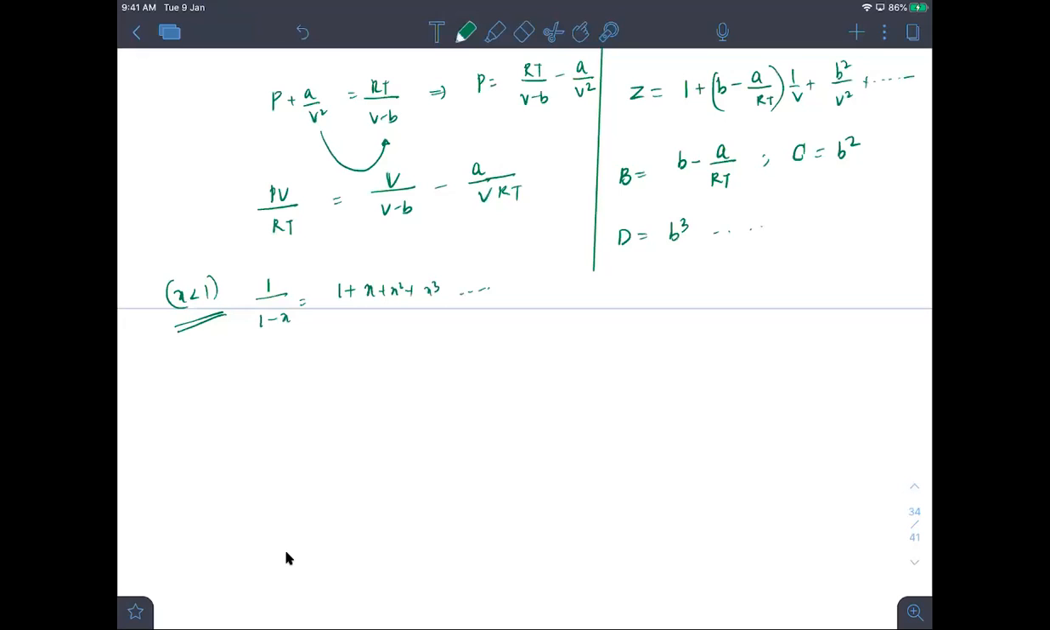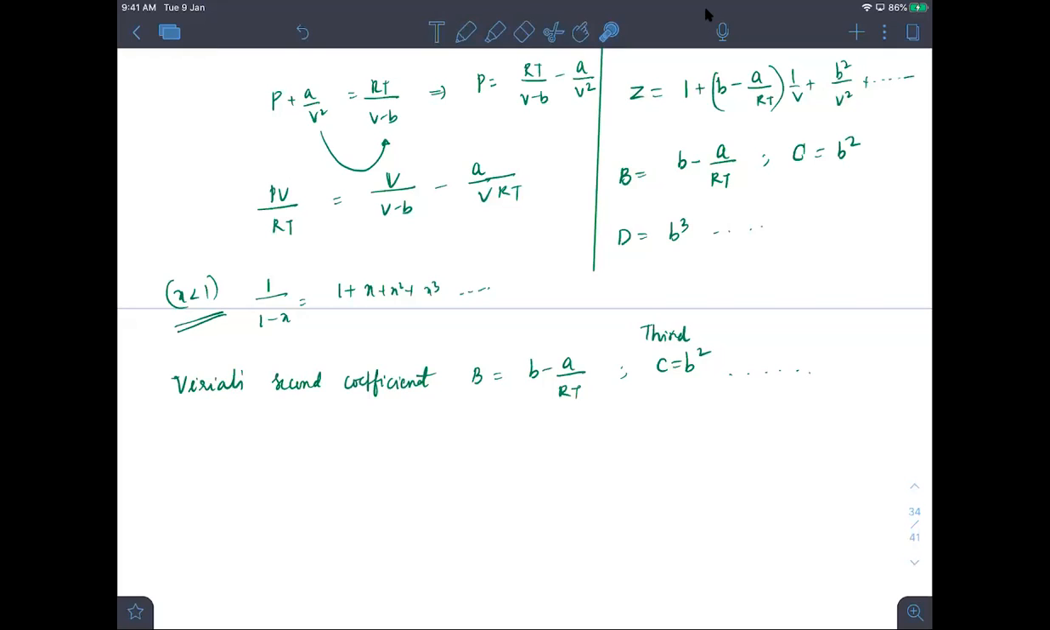So usually this is the one which is more asked, like what is the virial second coefficient? The virial second coefficient is B, which is equal to b minus a by RT. The third coefficient is C, which is b square, and so on. These are the values of the third coefficient and fourth coefficient and so on. Mostly you would be focused on the first and second coefficient only. All right. So these are the terms on which you must focus.